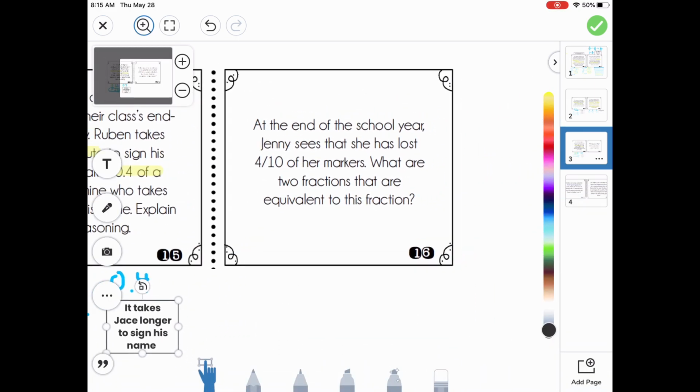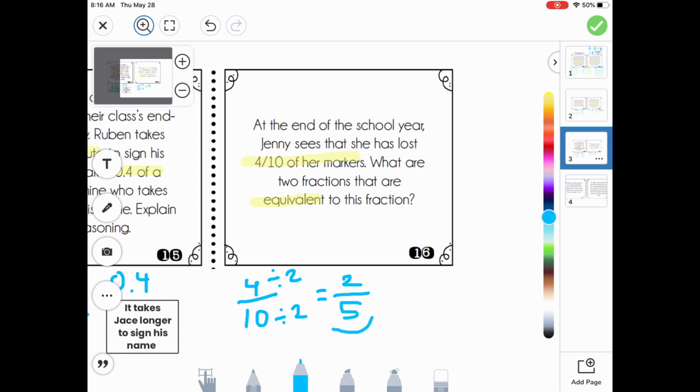All right, the next question says, at the end of the school year, Jenny sees that she has lost 4/10ths of her markers. What 2 fractions are equivalent to this fraction? So for this one, we just need to find equivalent fractions to 4/10ths. So I know that when I'm finding equivalent fractions, I can either multiply my numerator and denominator by the same number, or I can divide my numerator and denominator by the same number. So I think I want to actually start by dividing. I'm going to divide both the numerator and the denominator by 2. I know 4 divided by 2 is 2, and 10 divided by 2 is 5. So she lost 2/5 of her markers.